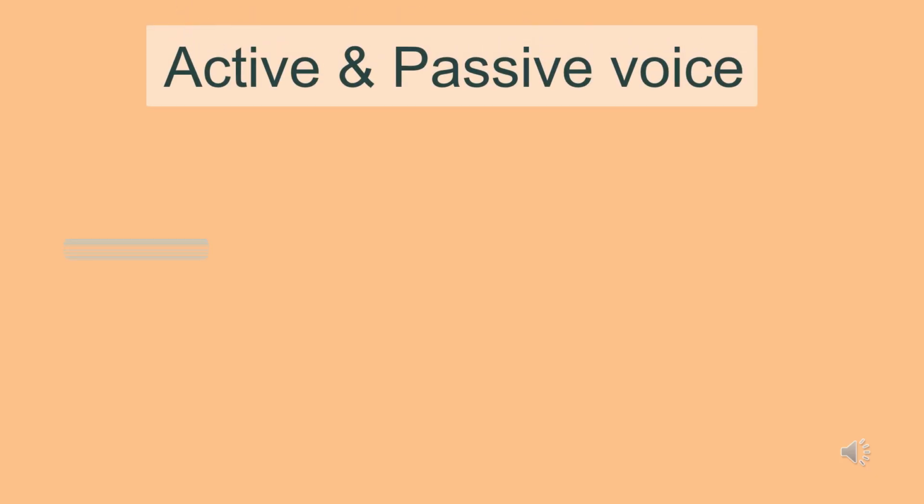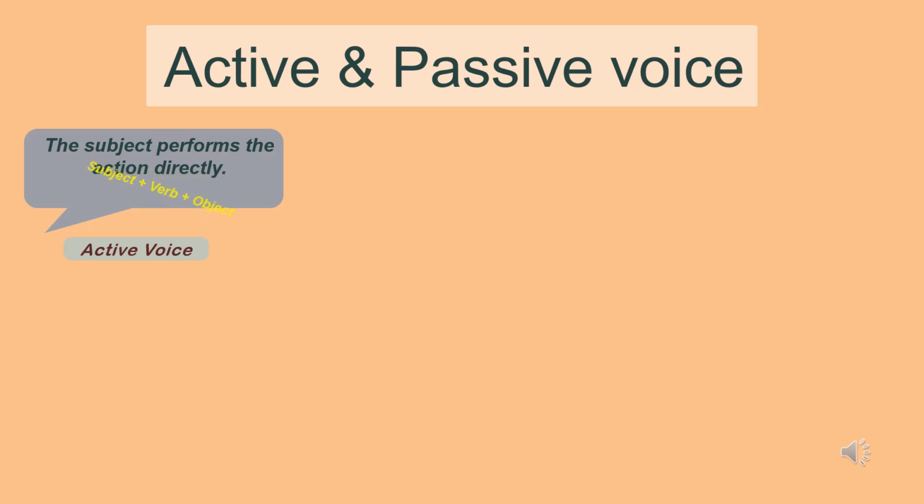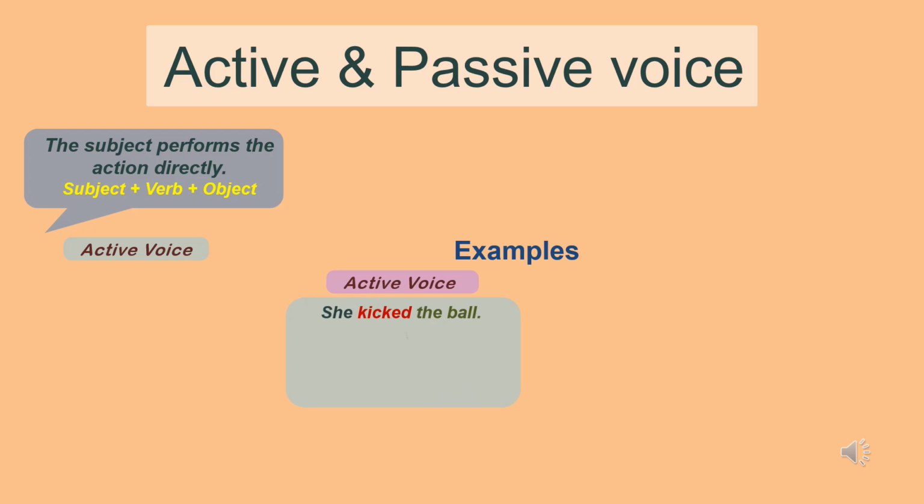Active and passive voice. Active voice, the subject performs the action directly. Structure: subject plus verb plus object, if transitive. Used for clear, direct communication where the doer is important. Examples. She kicked the ball. Transitive. The chef cooked the meal. Transitive.